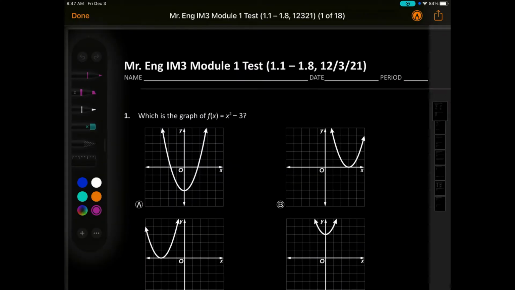Hey guys, let's go over the Module 1 test, 1.1 to 1.8 on December 3rd, 2021. Which is the graph of f of x equals x squared minus 3? Okay, so I know that is quadratic because it's power of 2. There are no parentheses. So this is called standard form.